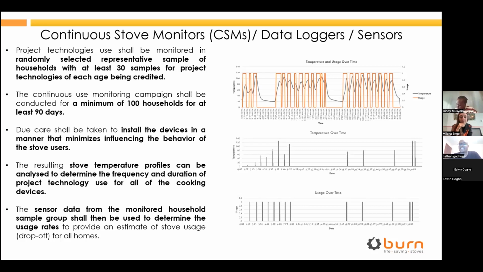We feel that this is another benefit of using CSMs as opposed to usage surveys, which give you a static representation of the household's recollection, as opposed to a real three-month view that can show you variations because of seasonal variations, impact of holidays, impact of children returning back from school. All of these can be structured within a monitoring campaign to give us more robust usage data.